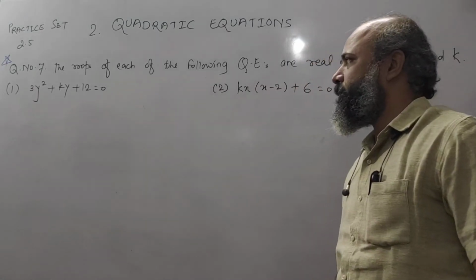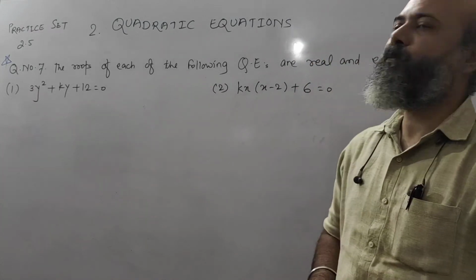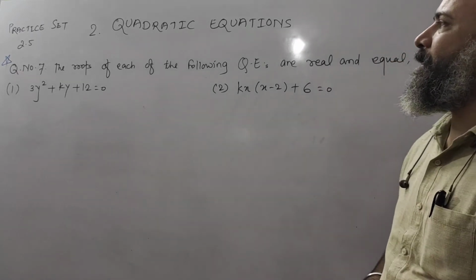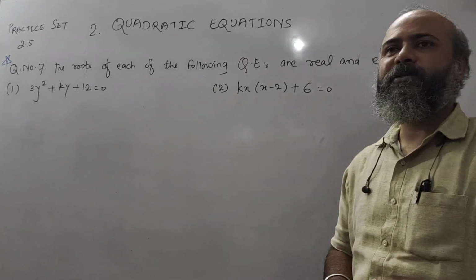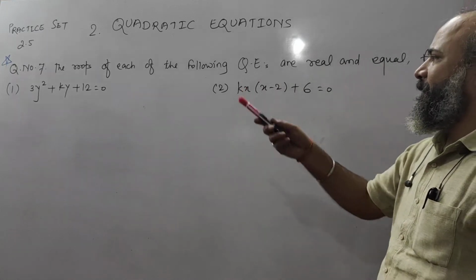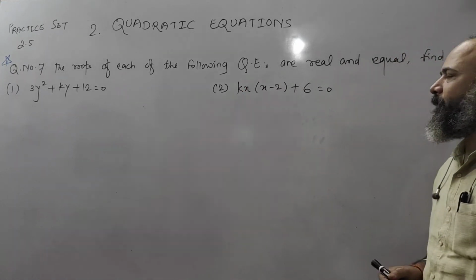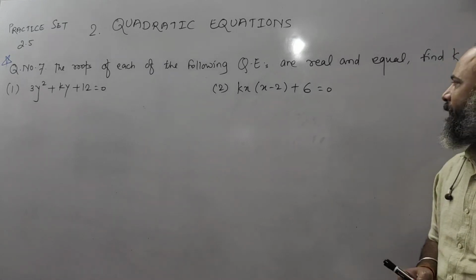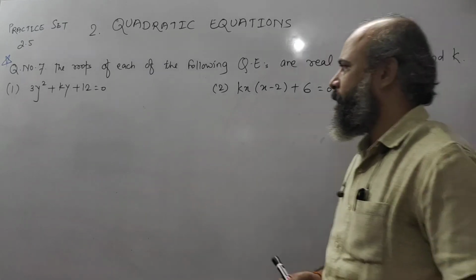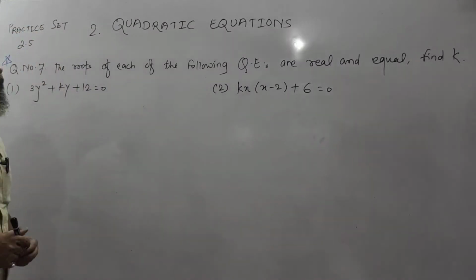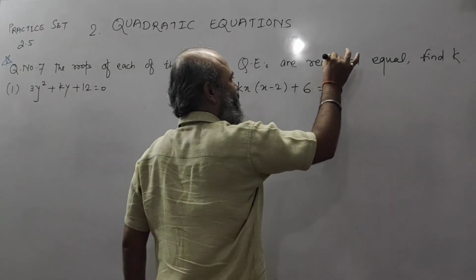Today student we are going to study practice set 2.5 and question number 7. Question number 7: the roots of each of the following quadratic equations are real and equal, find k.